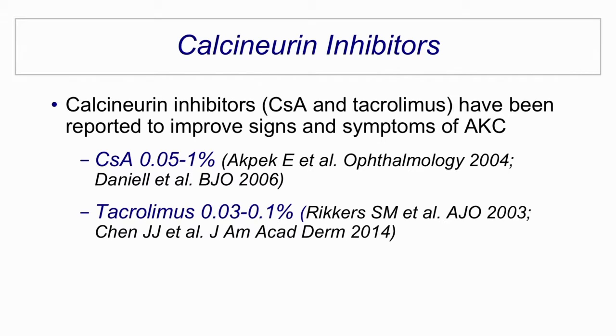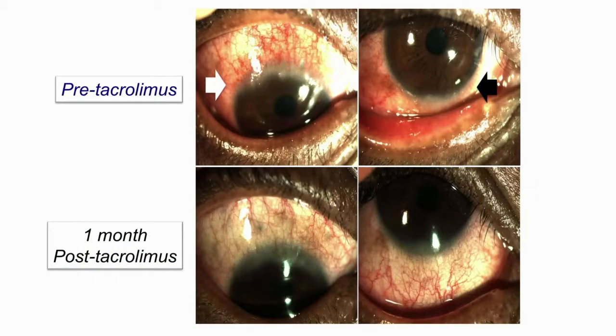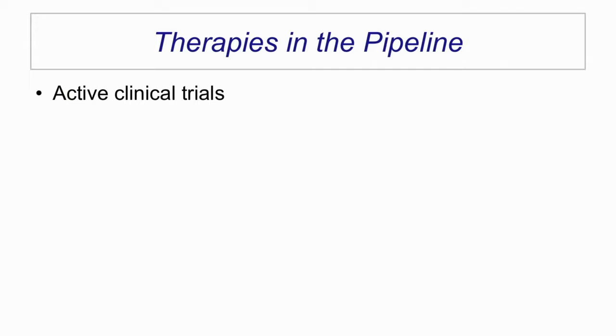Both cyclosporine and tacrolimus, which are calcineurin inhibitors, have been reported to improve signs and symptoms of AKC in these articles. I tend to prefer tacrolimus in the 0.3% concentration. And those calcineurin inhibitors prevent calcineurin phosphatase activity on NFAT and limit T cell activation and production of both Th1 and Th2 cytokines. Effects can be quite dramatic, as you can see in the top figure. Before tacrolimus and 1 month after tacrolimus, there's a marked reduction in the limbal inflammation.